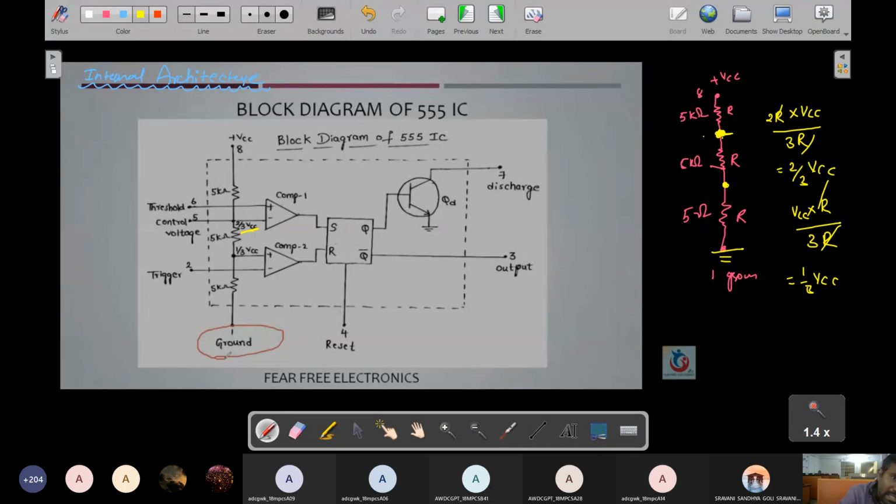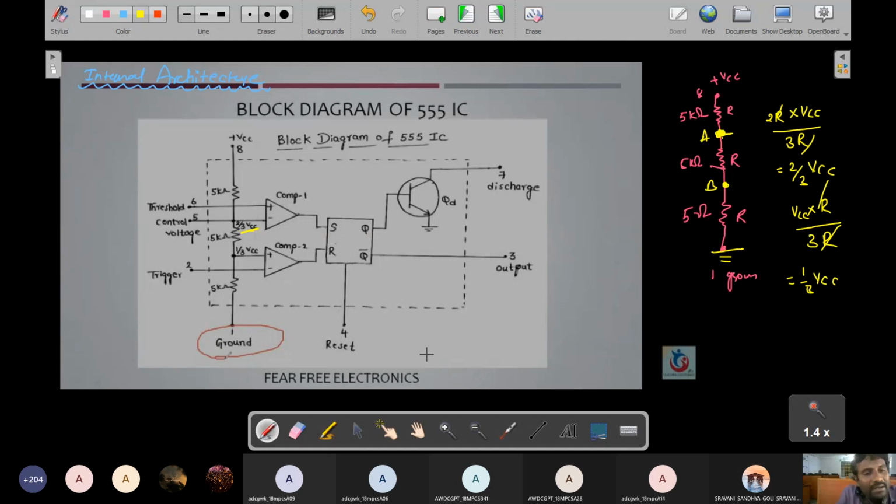This is point A, and this is point B. At point A, we want to find the potential drop. For that, you add up all the remaining resistors up to ground level and divide by the total number of resistors. The total is 3R, and 2R remains at point A, and the power supply is VCC. Therefore 2 by 3 VCC. So the potential drop at point A is 2 by 3 VCC, and the potential drop at point B is 1 by 3 VCC.